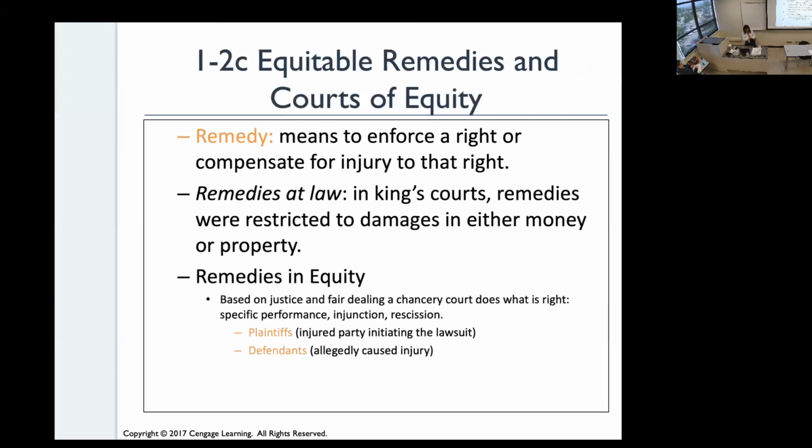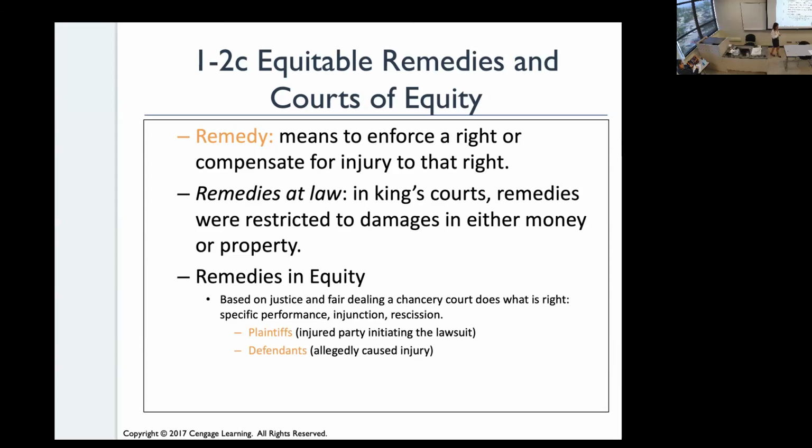All right, so the next topic is equitable remedy and court's equity. This is very important for business law because most business lawsuits are based on civil law, where somebody had some losses because somebody made a mistake and they want to recover their damages, right? And recovering damages is done by remedy. Remedy means to enforce a right or compensate an injury to that right.